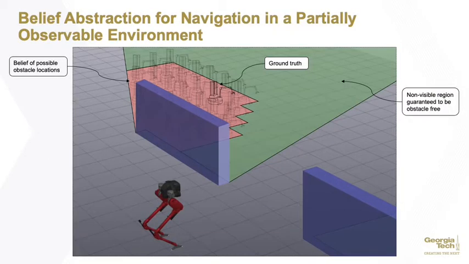We have designed our planner to operate in a partially observable environment. To reduce overly conservative behavior, we employ a belief abstraction to track the planner's belief of possible dynamic obstacle locations when the obstacle is out of sight. The planner is able to use this belief to guarantee which non-visible regions are obstacle-free.